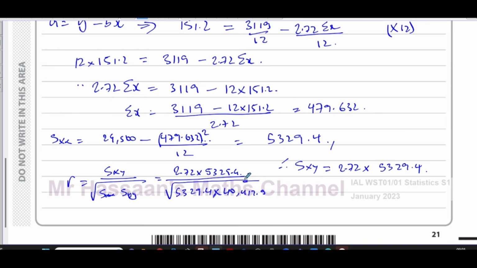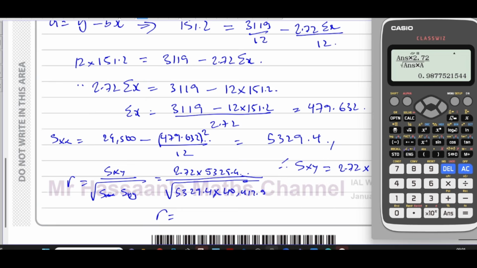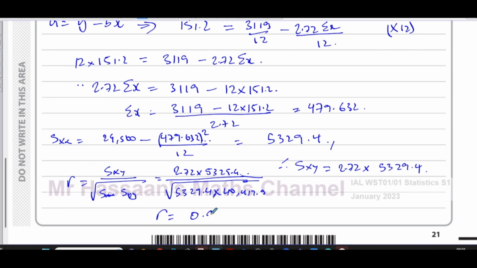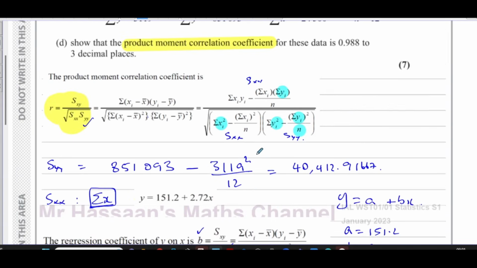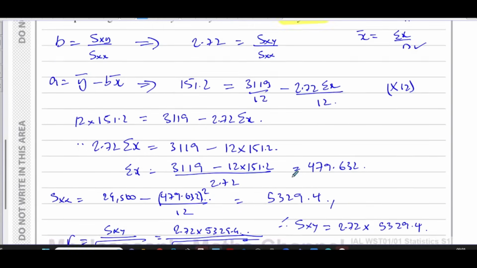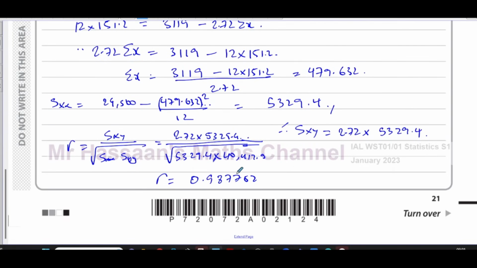40,412.9. Now I've used the exact values, so I got R equals, and what came out was 0.987752. So we got to show that it rounds to 3 decimal places, and we can see that is 0.988 to 3 decimal places. And we have answered that question.